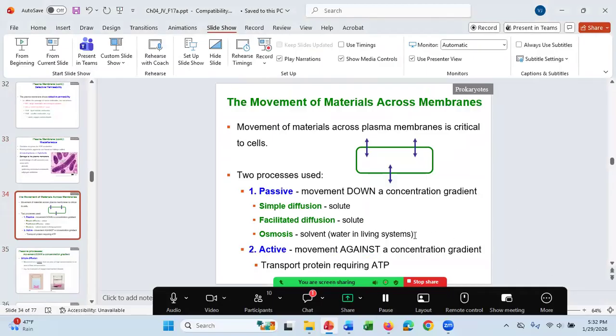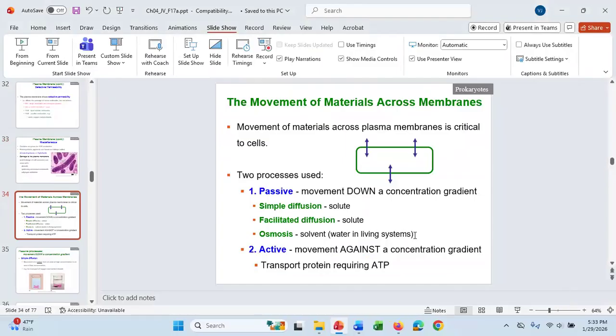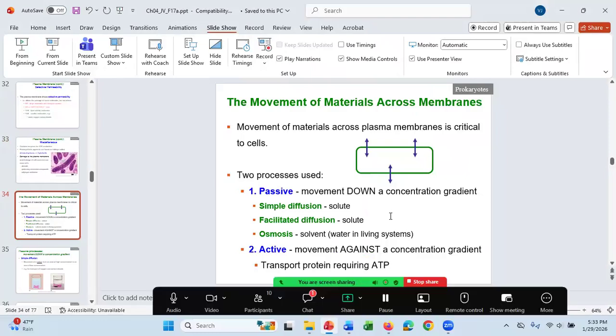All right, movement of materials across the cell membrane is critical to cells. There are two ways that materials can move across the cell membrane. There's a passive process and an active process. In the passive process, molecules move down their concentration gradient, meaning if the concentration is higher outside the cell, they can move inside the cell down the concentration gradient.